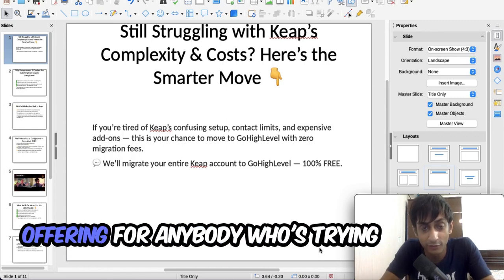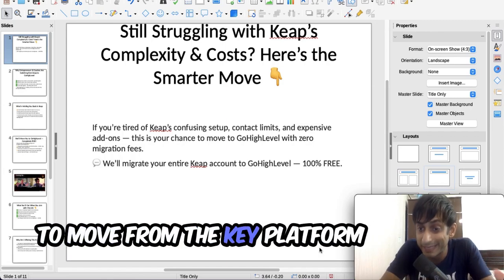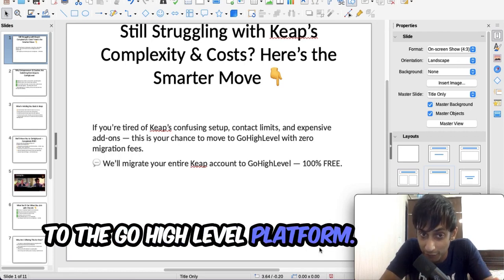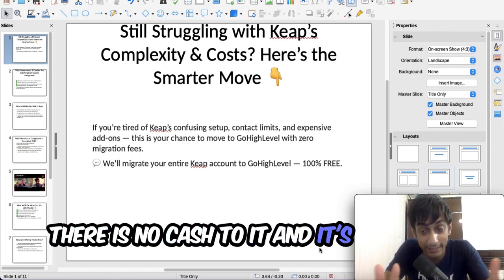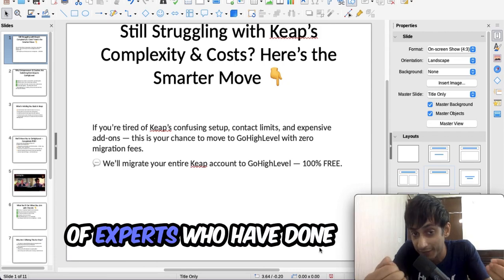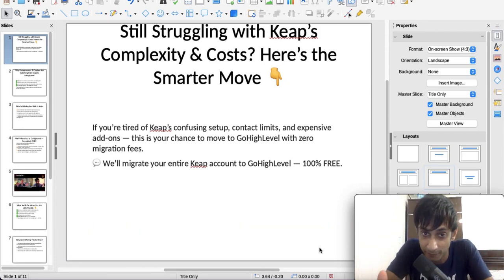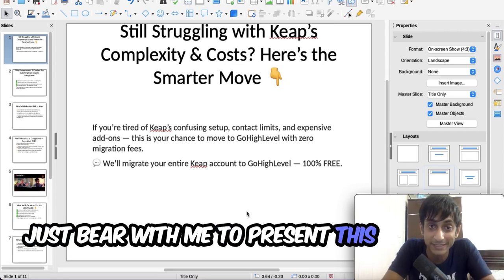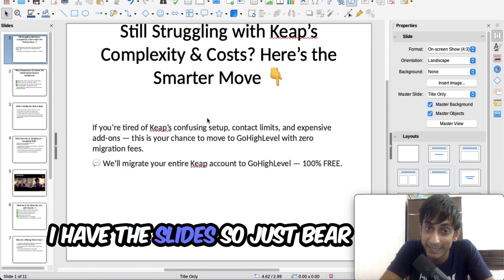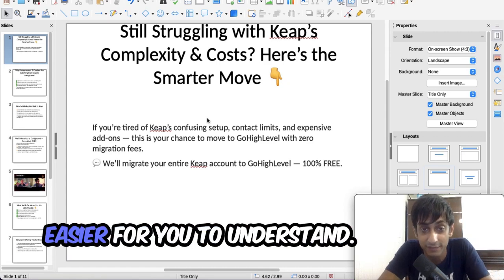Migration service that we are offering for anybody who's trying to move from the Keap platform to the GoHighLevel platform. There is no cost to it, and it's done by a professional team of experts who have done so many migrations before. Just bear with me to present this information in a structured way. I have the slides, so it will be much easier for you to understand.